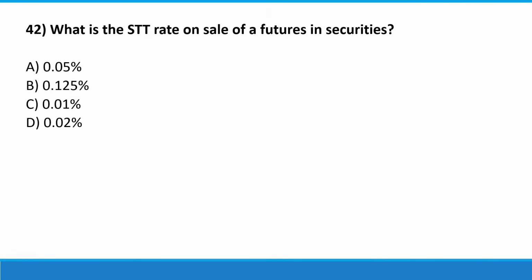What is the STT rate on sale of futures in securities? Option A, 0.05%, option B, 0.125%, option C, 0.01% and option D, 0.02%. The correct answer is option C, 0.01%.